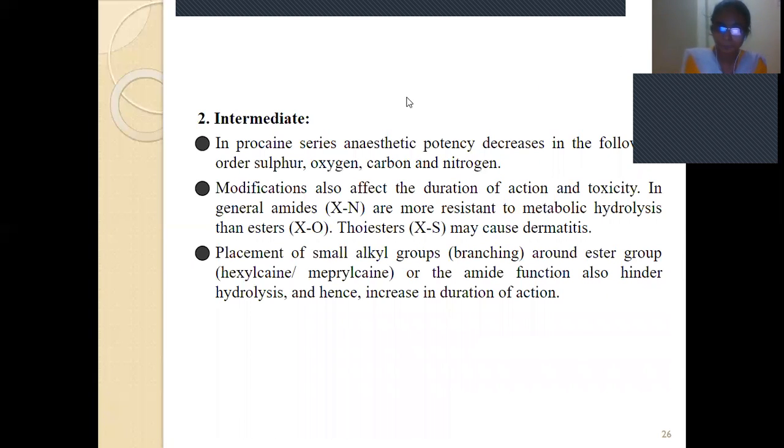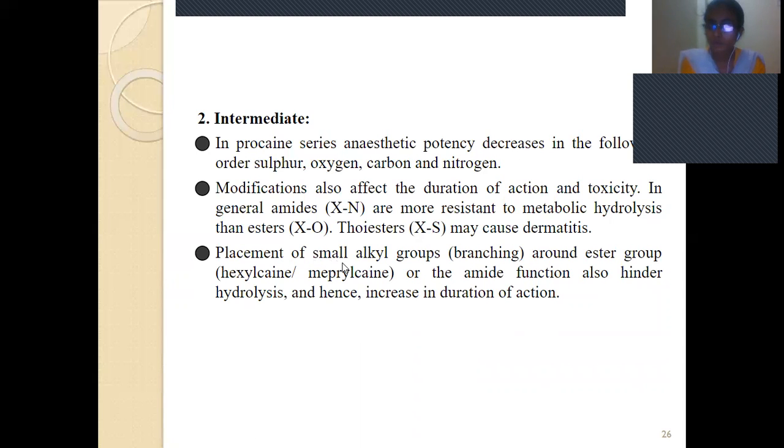In general, amines, where X is N, are more resistant to metabolic hydrolysis, and if X is replaced with oxygen, the ester is hydrolyzed more easily. Thioesters may cause dermatitis. So if N is in the X position, it is more resistant to metabolic hydrolysis when compared with the oxygen group. If sulfur is there, it will cause skin problems, that is, dermatitis.